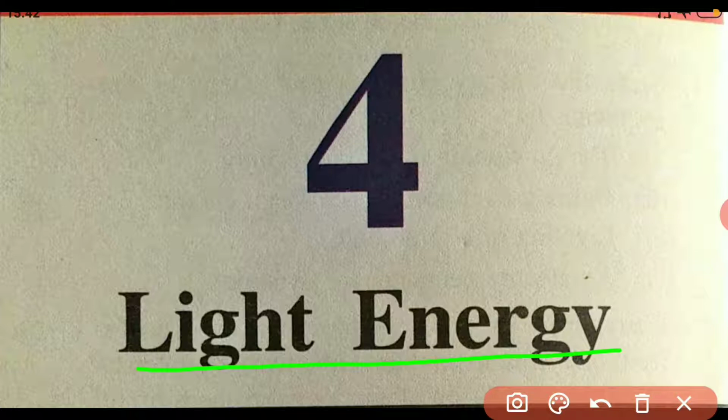So probably you must have studied something about light in class 6. Let us discuss this term light. Light is a form of energy, right? You know what is energy? We just studied in the previous chapter: capacity to do work. So light is a form of energy which gives us sensation of sight.